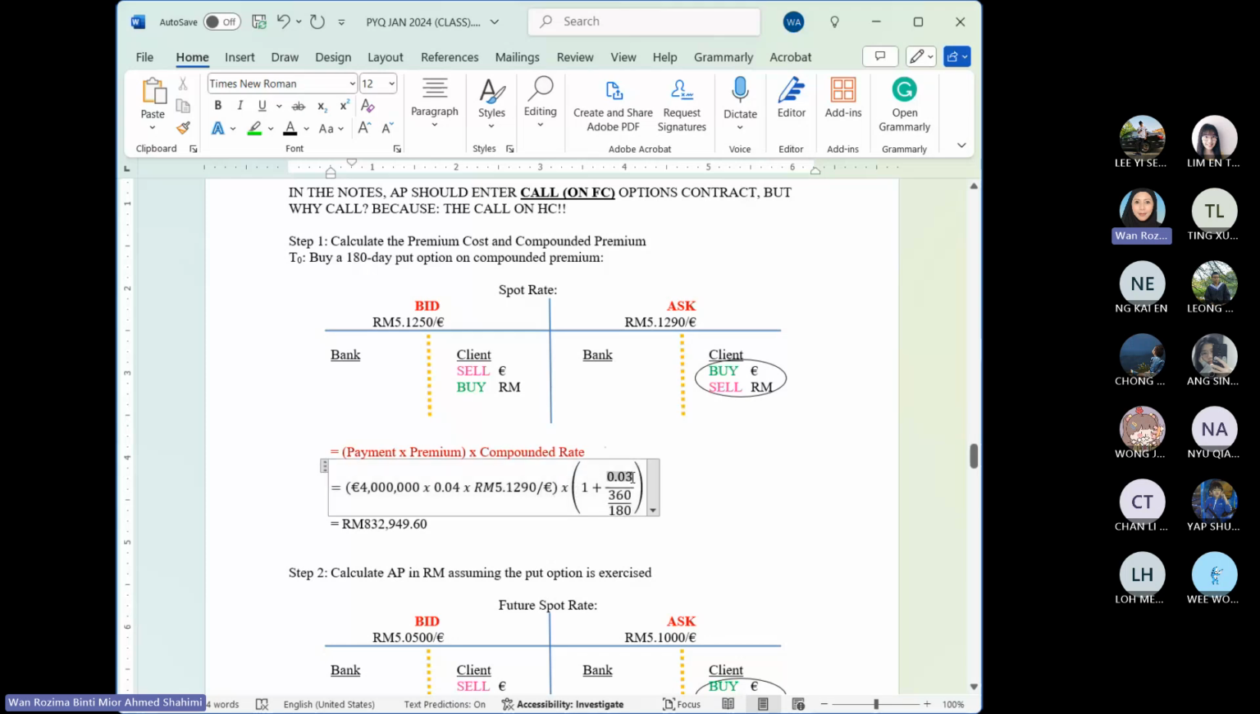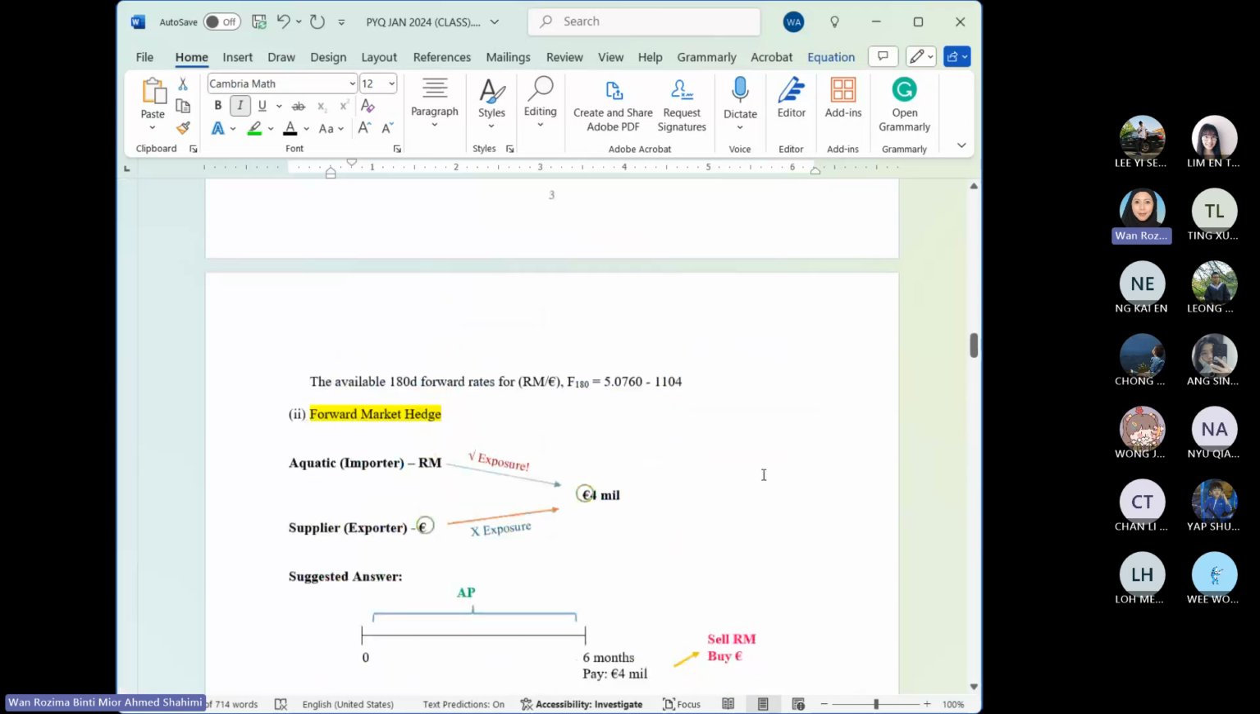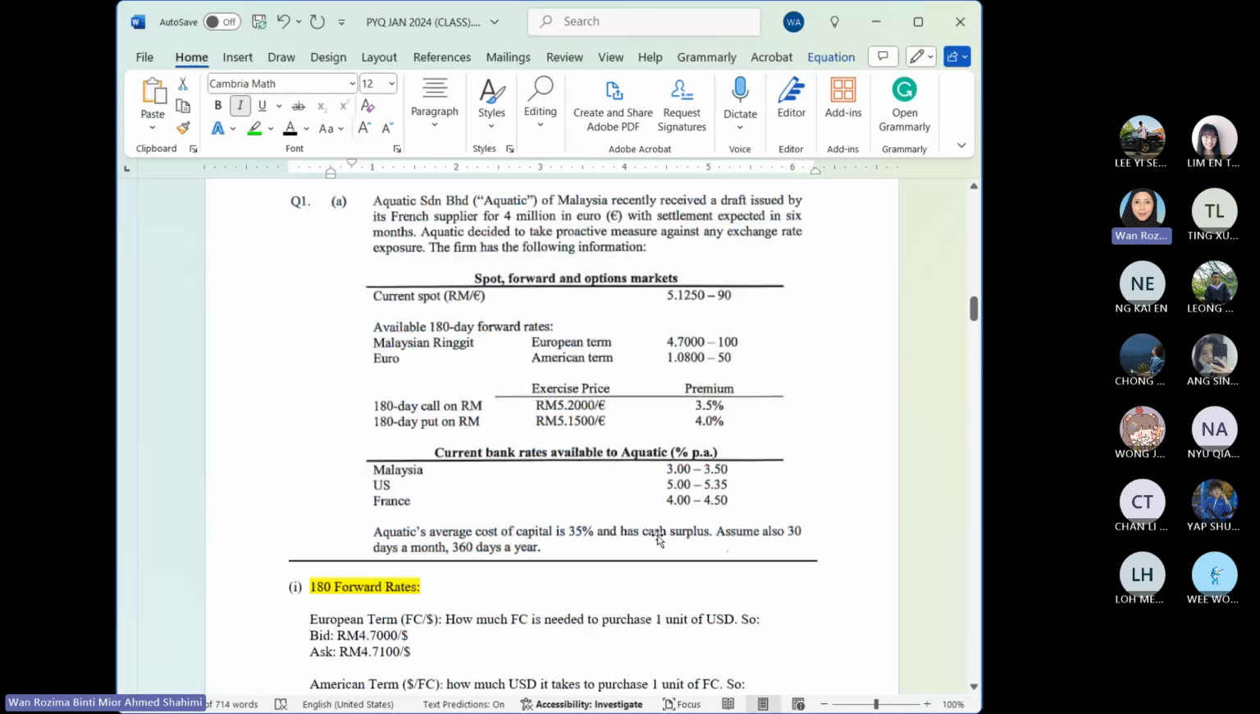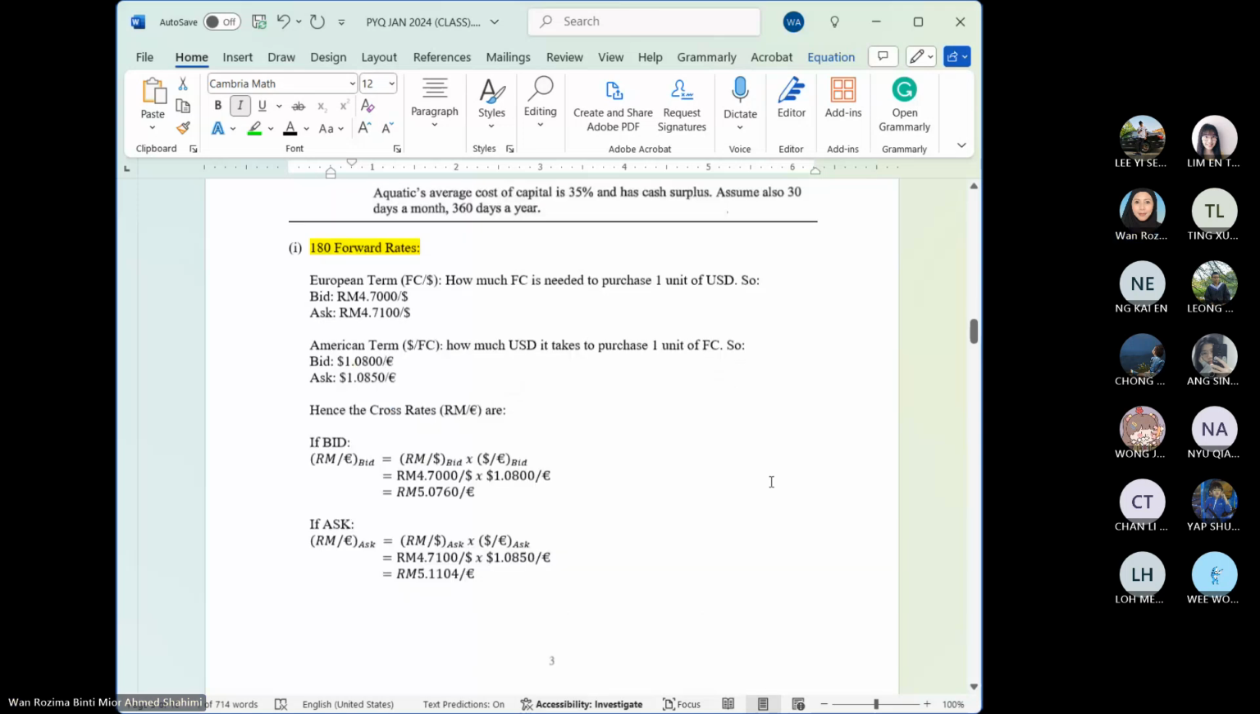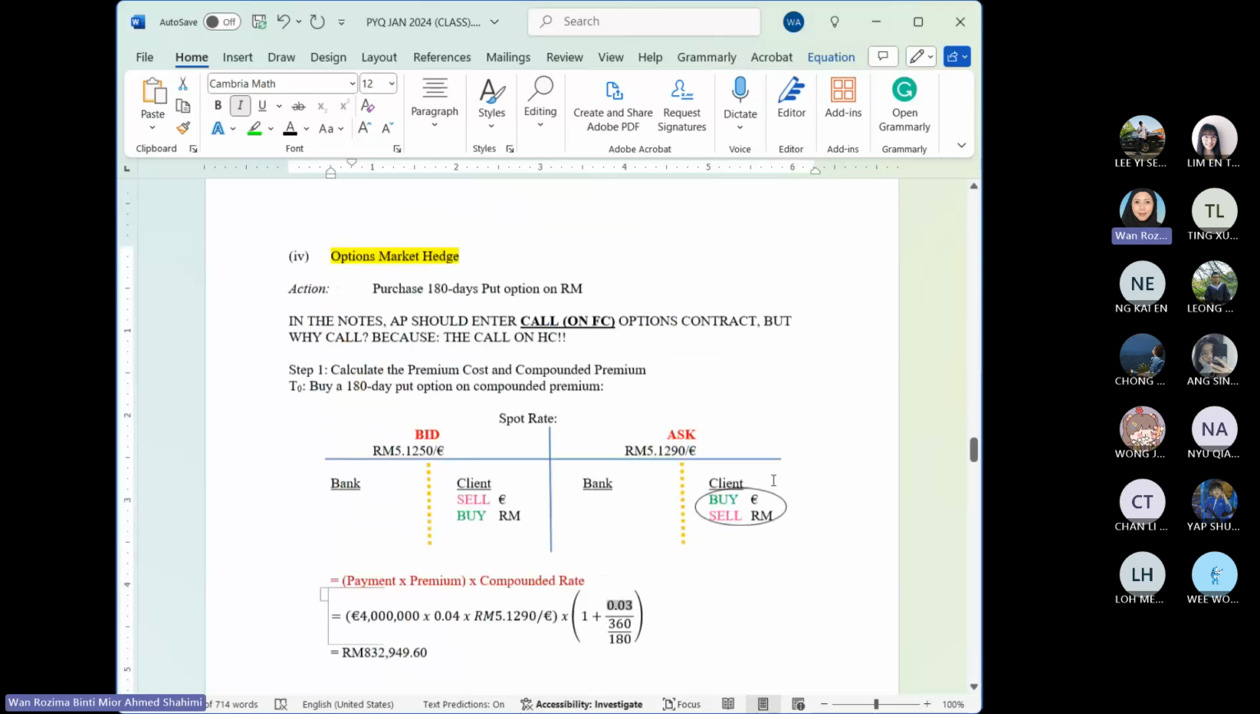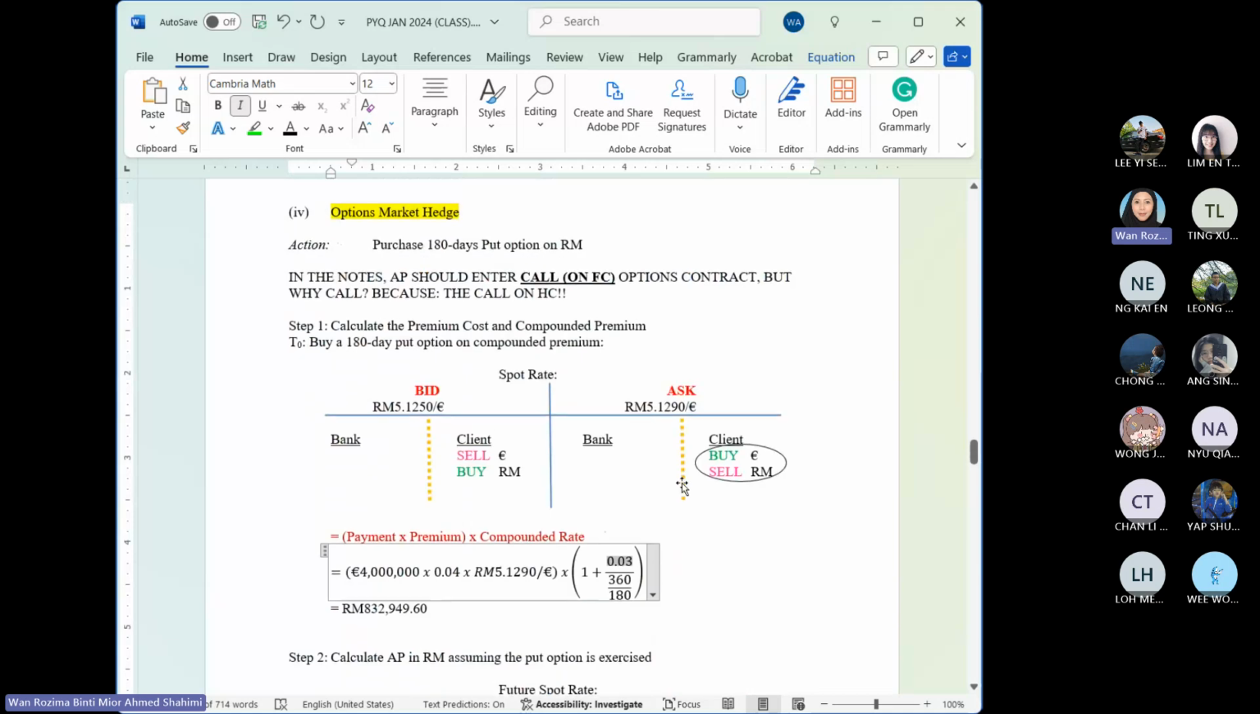So the compounded rate, why did I choose 3%? Because the question mentioned, go back to the top. Can you see this? It has cash surplus. So cash surplus means home country deposit rate. As a Malaysian firm, the Malaysia deposit rate is 3%. So that's why I choose 3%. So 3% divided by 360 over 180, then you will get this amount, the premium that you have to pay from the perspective of ringgit Malaysia.